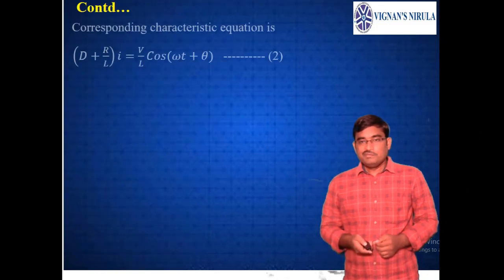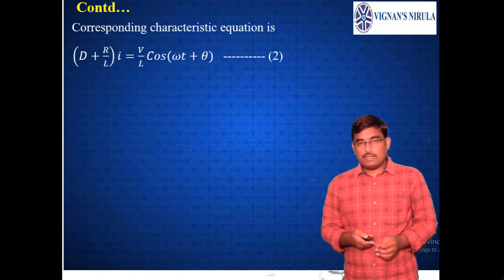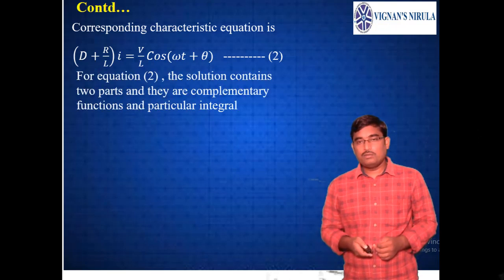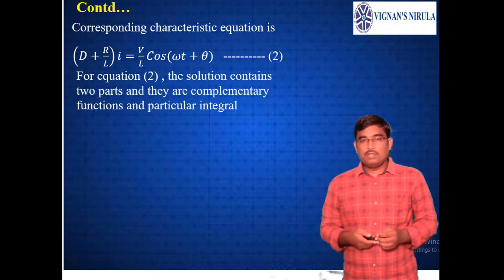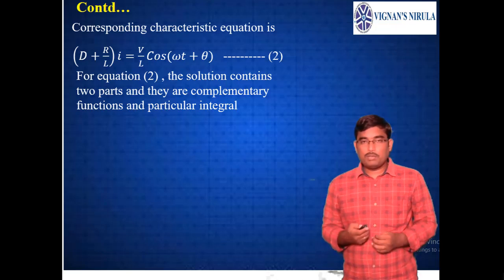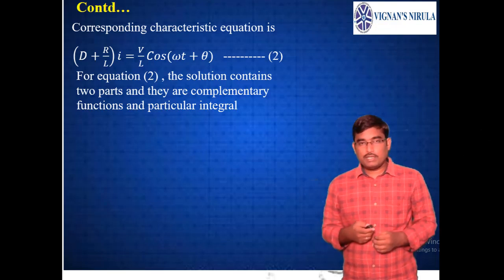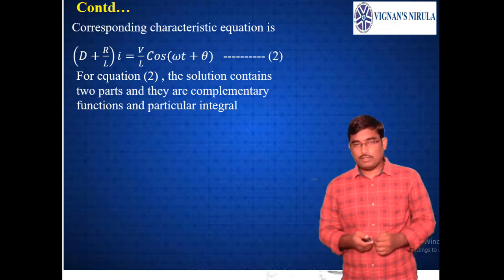Now the corresponding characteristic equation will be (D plus R by L) into i, where D means d by dt, derivative, equals V by L cos(omega t plus theta), which is taken as equation number 2. So right side it is V by L cos(omega t plus theta). Now for equation 2, the solution contains two parts, which are complementary function and particular integral, where the complementary function is related to natural response and the particular integral is related to forced response.